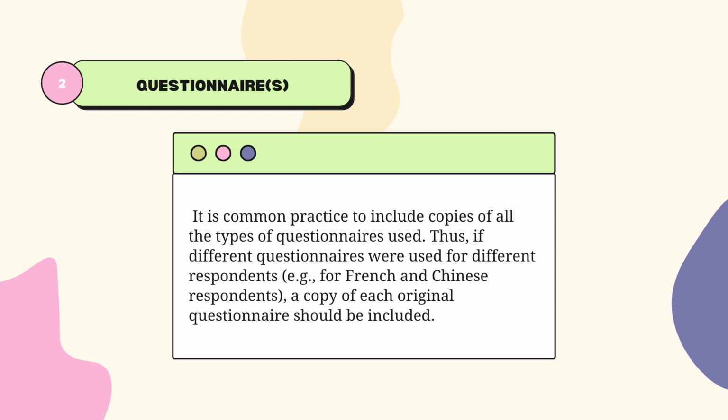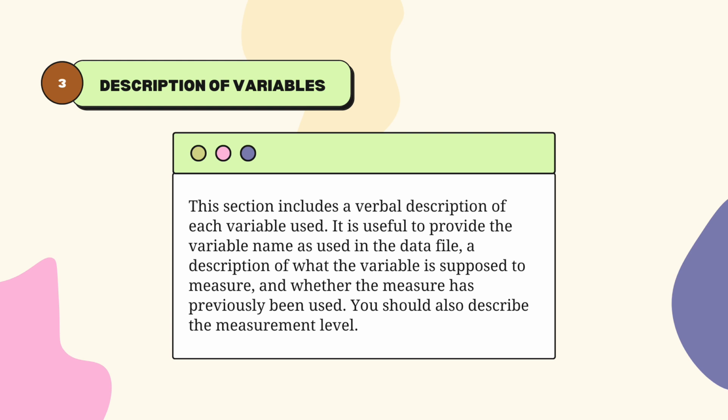The third part is the description of variables. This section includes a verbal description of each variable used. It is useful to provide the variable name as used in the data file, a description of what the variable is supposed to measure, and whether the measure has previously been used. You should also describe the measurement level. This is like the glossary of a book. Each variable is defined, with its meaning and how it is used in the study.